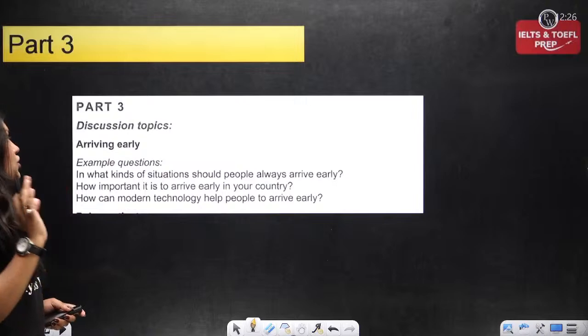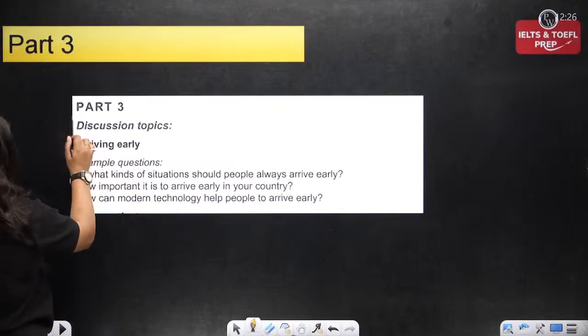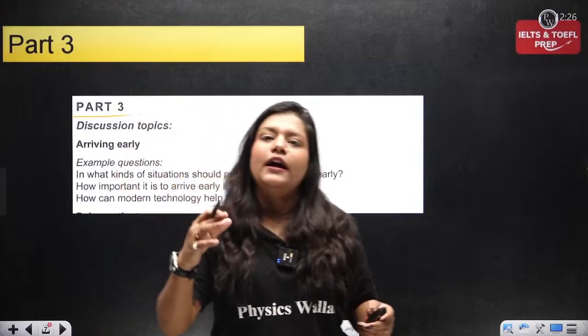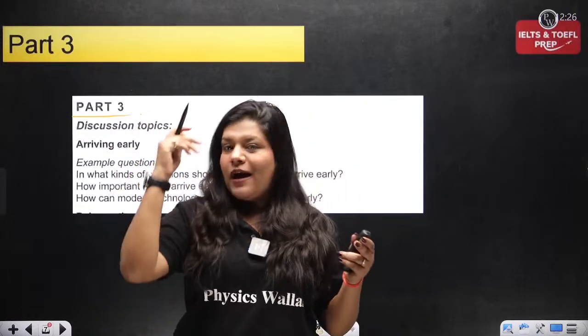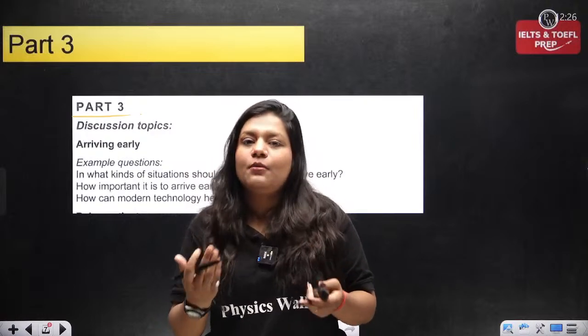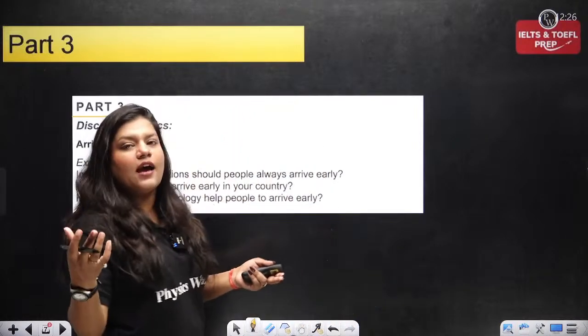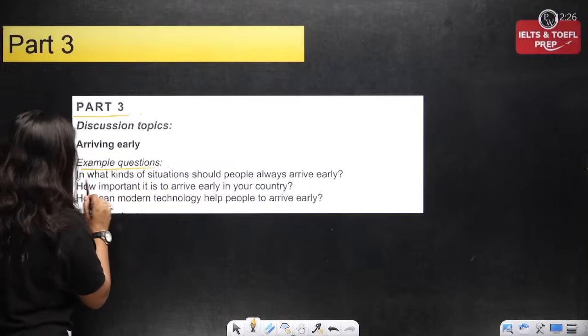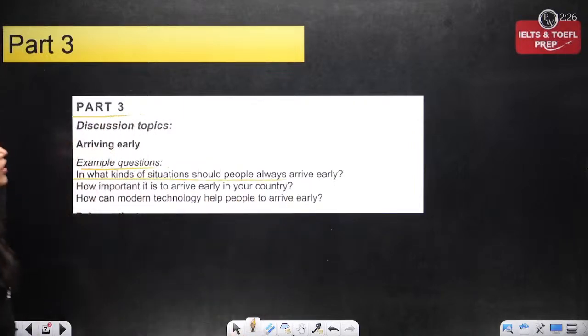Okay? Let's go. Now let's talk about part 3. Now this part 3 has to be a bit lengthy because it is somewhat related to part 2, as I have already told you. So it is related to part 2 but not entirely related, depending upon it. It's like a two-way communication between you and the examiner. Okay, so this is how it mostly goes. Let's give an example. In what kind of situation should people always arrive early?